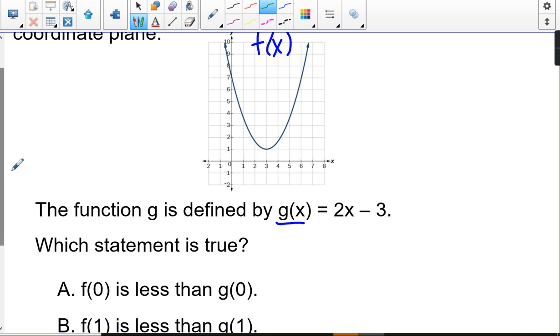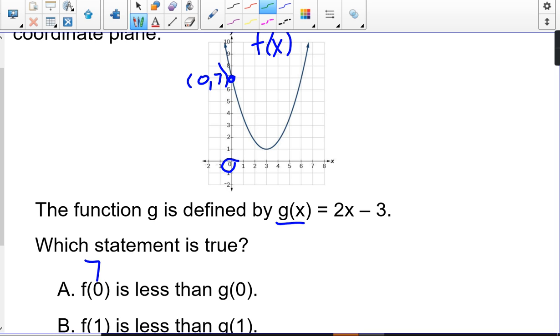Which statement is true? A says f of 0 is less than g of 0. So I always like to figure out the number and write it above the place where it says that value, like where it says f of 0, I want to write the actual output next to that so that I could compare easily. So f of 0 means look for a 0 on the x-axis and find the output, and that would be right up here, 0, 7. So the output is 7.